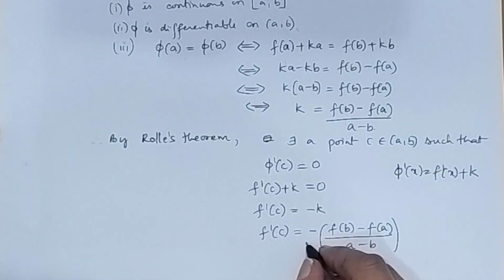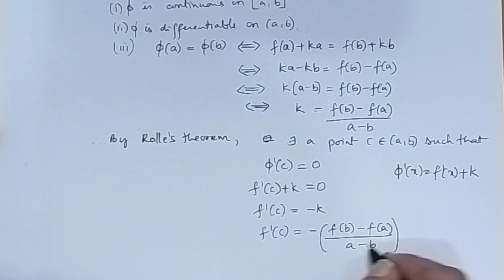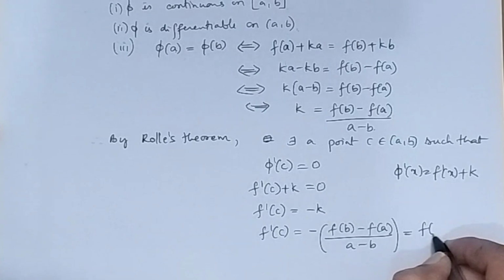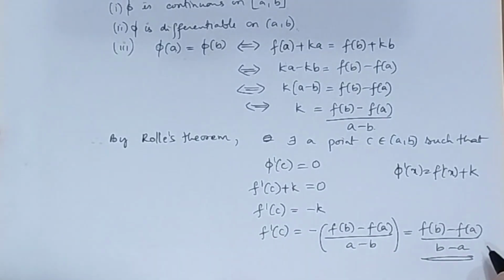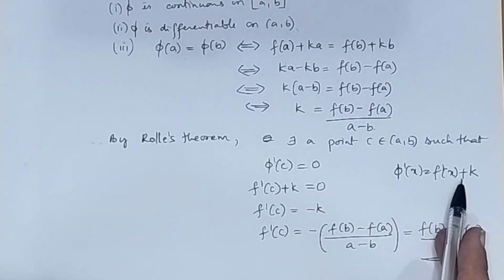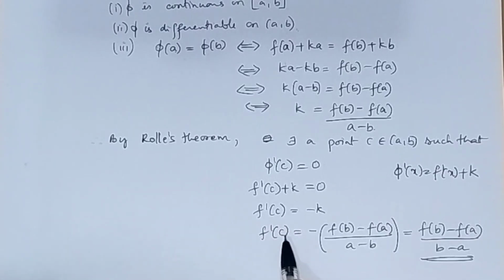To avoid this minus sign, you take minus from the denominator. So you will get f of b minus f of a divided by b minus a, which is equal to f dash of c. Hence, we have proved Lagrange's mean value theorem. There exists at least one point c in the open interval a comma b for which the slope of the tangent is equal to the slope of the secant line passing through the points a comma f of a and b comma f of b.